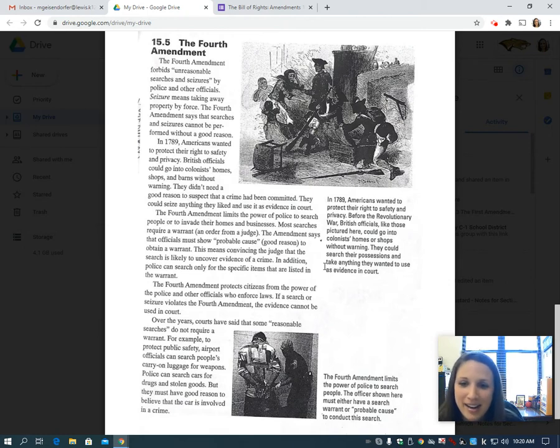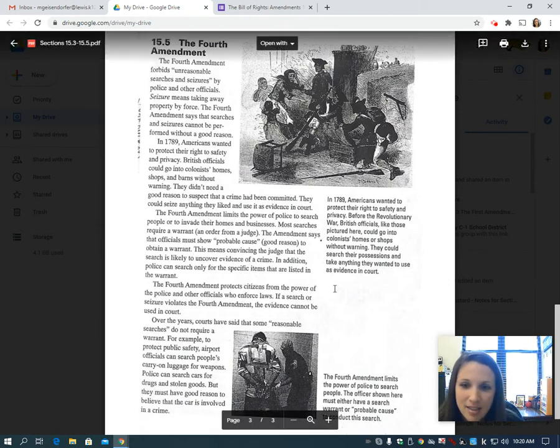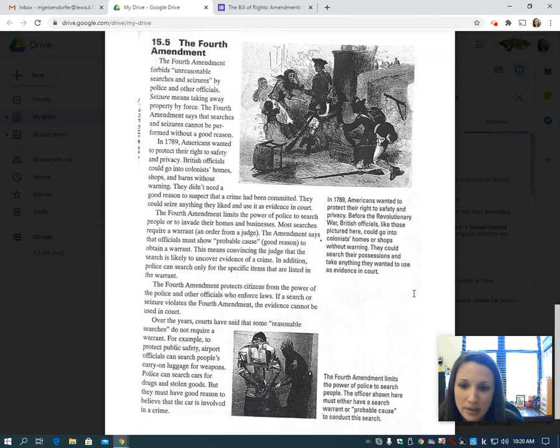Okay. All right, so back in the reading, we're in the second to last paragraph. It says, the Fourth Amendment protects citizens from the power of the police and other officials who enforce laws. If a search or seizure violates the Fourth Amendment, the evidence cannot be used in court. Over the years, courts have said that some reasonable searches do not require a warrant. For example, to protect public safety, airport officials can search people's carry-on luggage for weapons. Police can search cars for drugs and stolen goods, but they must have a good reason to believe that the car is involved in a crime. So if there is a good reason and they are trying to protect people in an immediate danger, then they do have the right to do those in some cases.